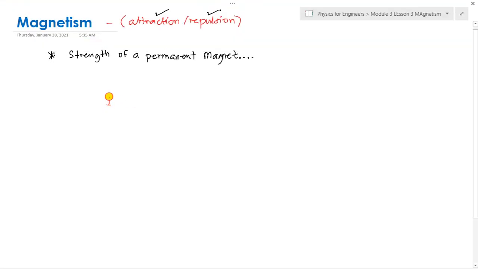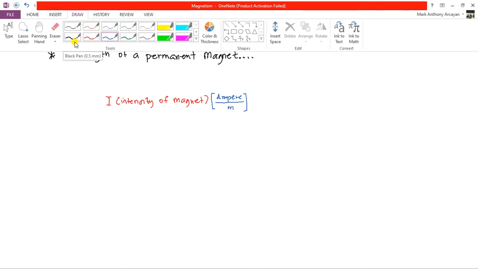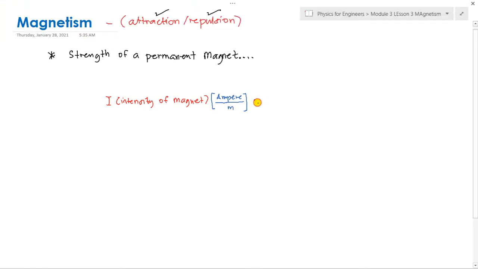So that is I, the intensity of magnetization of the magnet. Its unit is ampere per meter. Ampere means current. Of course, an artificial magnet is one that has been subjected to an electric current to magnetize it. Then, that is the quotient.